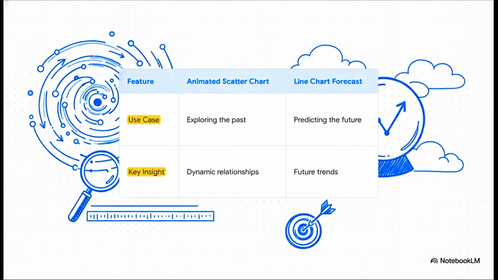So, to sum it all up, we've used two incredibly powerful features for two totally different jobs. The animated scatter chart, that's your go-to tool for exploring the past and really understanding how different numbers relate to each other over time. And the line chart forecast, well, that's basically your crystal ball, helping you see future trends so you can plan ahead.